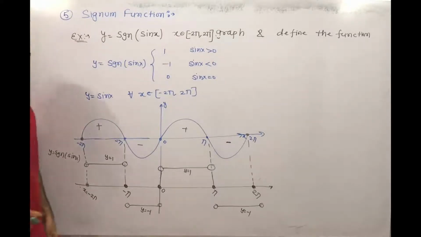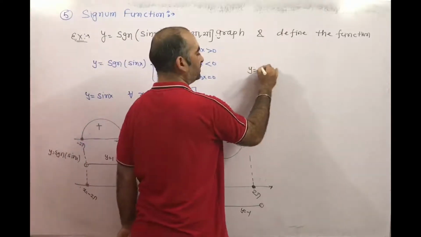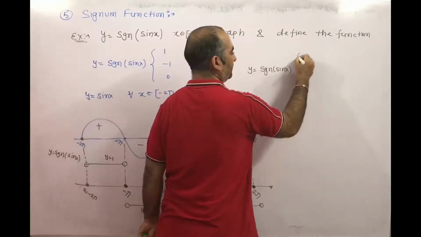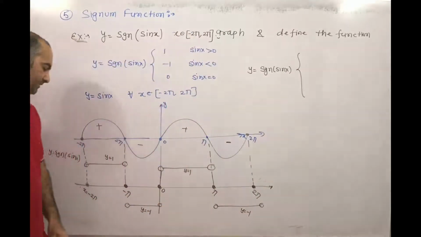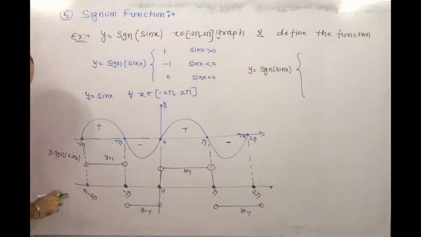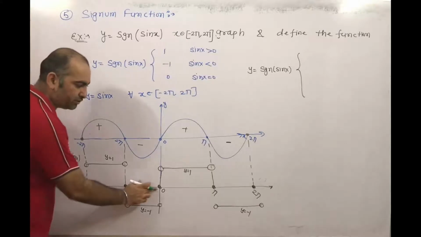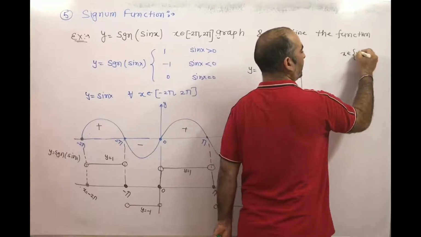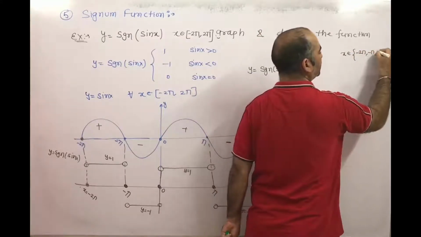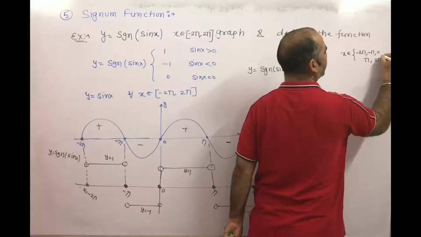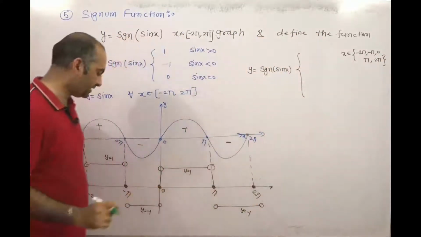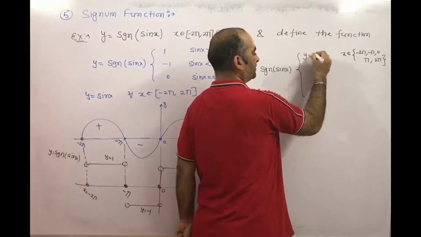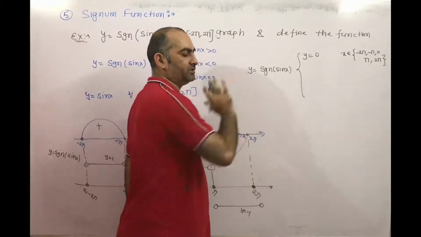Then how to define this one? So y equal to signum of sin x, we will define like that. From the graph we can define it easily. So one by one, minus 2 pi, minus pi, 0, pi and 2 pi. If I take x belongs to minus 2 pi, minus pi, 0, pi and 2 pi, here signum of sin x value is 0. So at all these points, the value of sin x is 0, and signum of sin x is also 0.